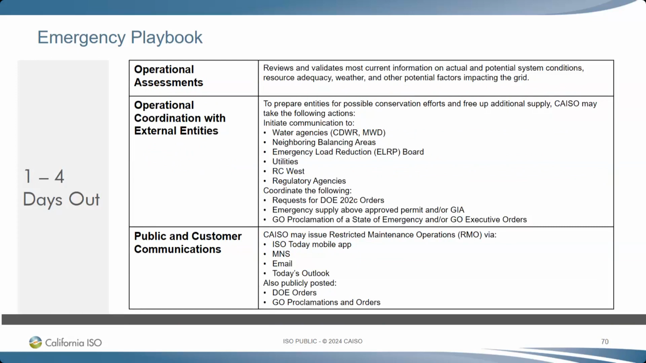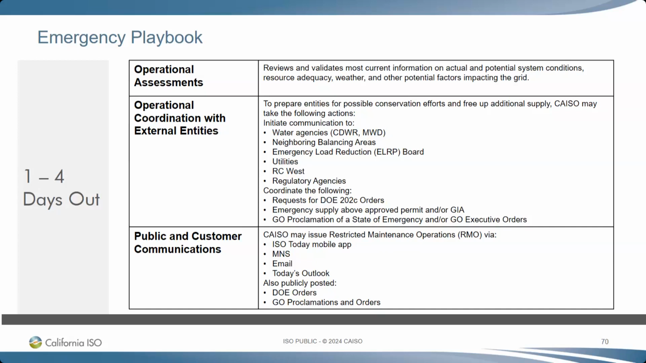1 to 4 days out, we're still going to do those operational assessments and operational coordination with external entities. We're going to look for ways to conserve energy. What are some efforts to free up additional supply? And there you see a list of communications that could go out for utilities, water agencies, neighboring BAAs. So the rest of those that are in the WEIM might be reaching out to you, or even if they're not in the WEIM but you're neighboring us, we might do some outreach.